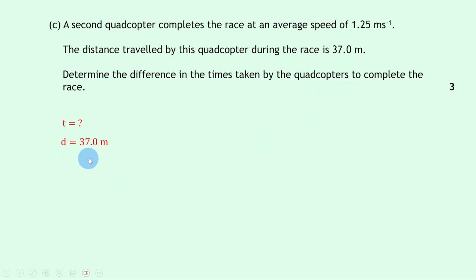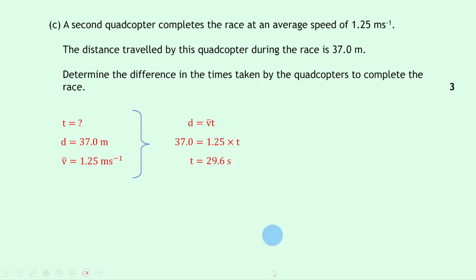We know the distance d is 37.0 metres and the average speed, not velocity this time, is 1.25 metres per second. So writing down our equation relating average speed, distance and time, we have d equals v bar t. Substituting in the numbers gives 37.0 equals 1.25 times t, and to get t on its own we divide both sides by 1.25, and putting that into your calculator should give you an answer for t of 29.6 seconds.